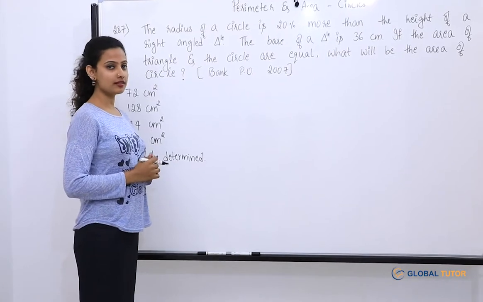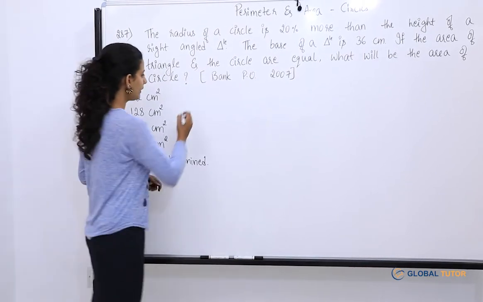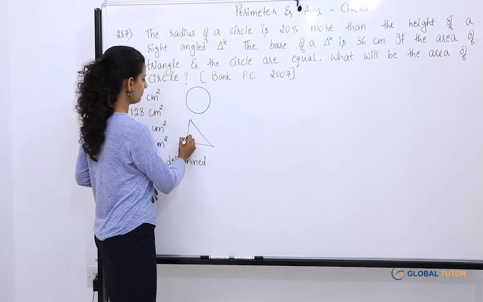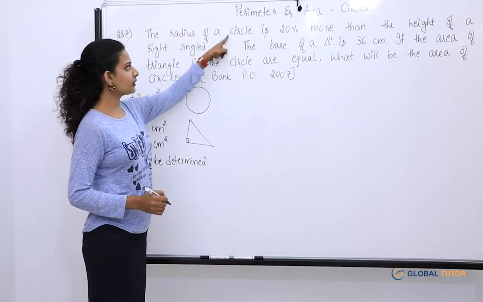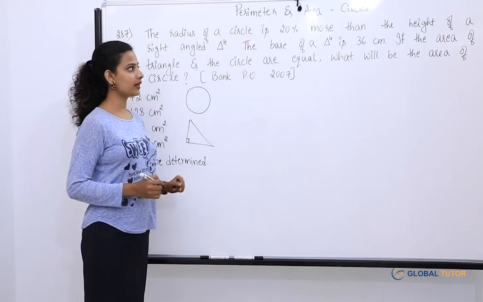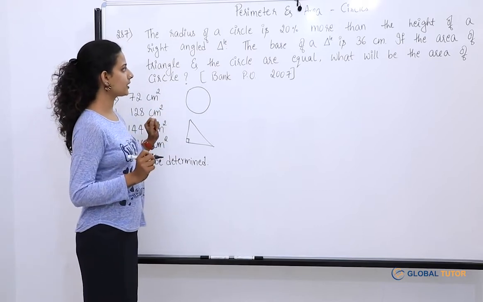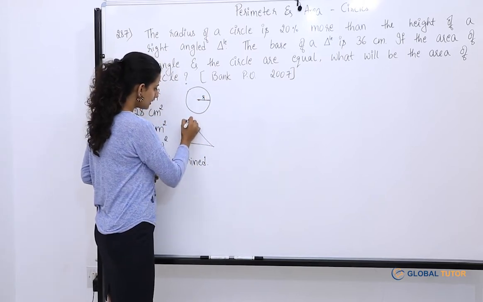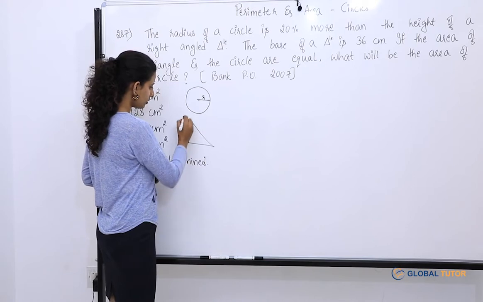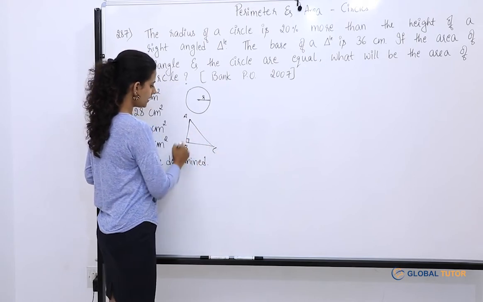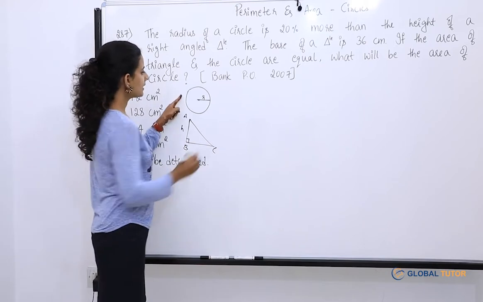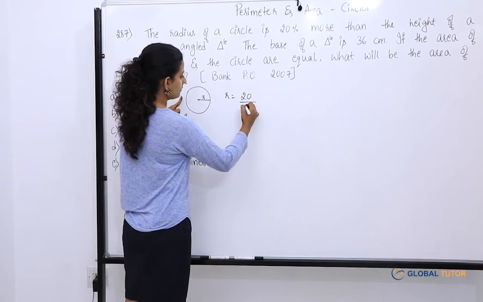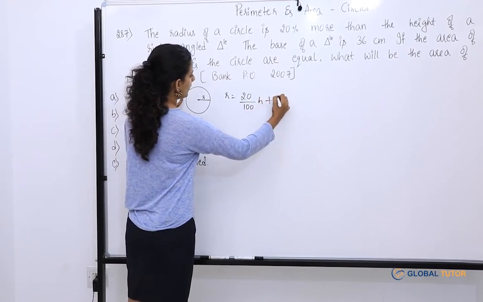Let us first try to understand the question. There are two things here. One is a circle and the other one is a right angled triangle. The radius of a circle is 20% more than the height of right angle triangle. Here, this is the radius. In this case, this will be the height. So, let's just call it as ABC. So, AB is the height. They say that radius is 20% more than h, 20% more than the height.